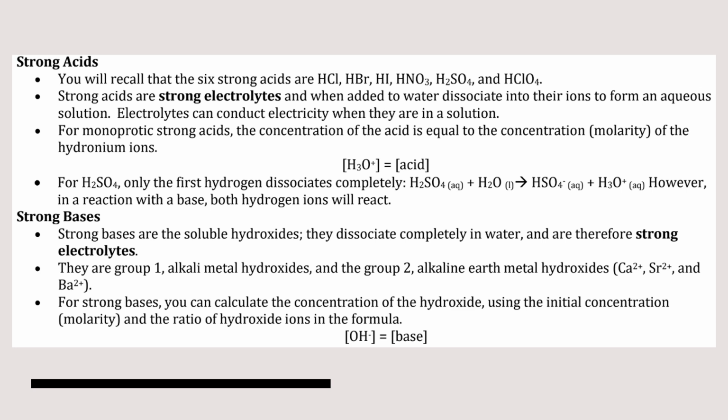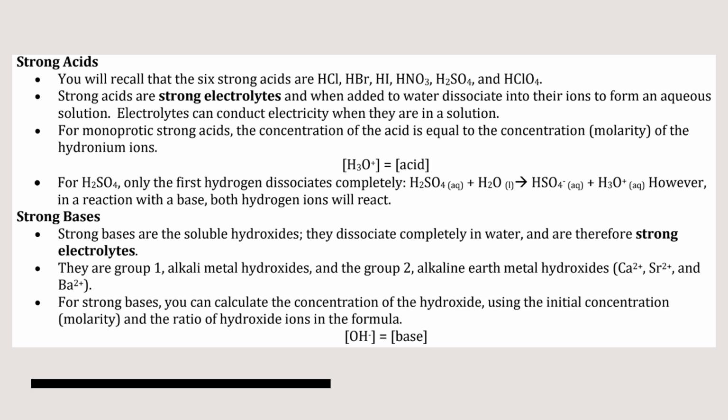Strong acids and bases. So there are 6 strong acids: HCl, HBr, HI, HNO3, H2SO4, and HClO4. So anything else is considered weak. So hydrofluoric acid, acetic acid, citric acid, etc. All those do not ionize completely. So these are strong acids and are strong electrolytes, so they can conduct electricity.